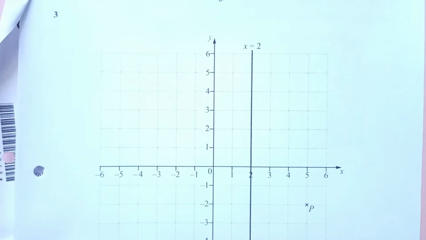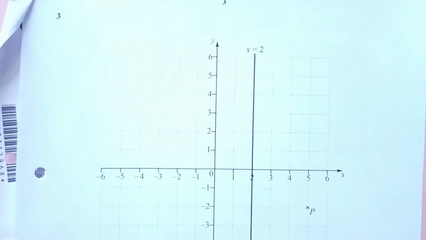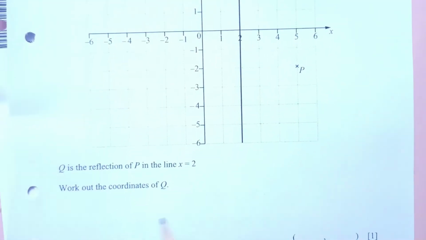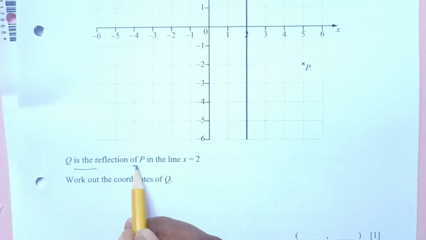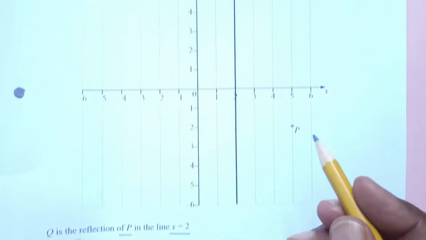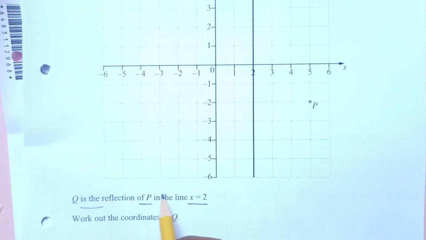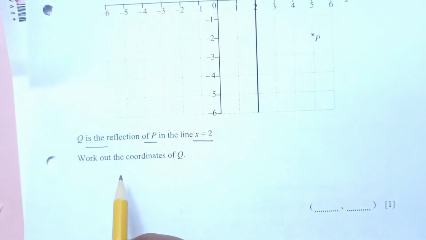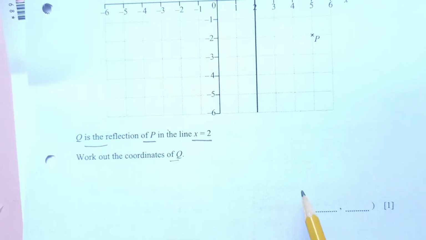Again we have a very simple question here. You can see this diagram here. Q is the reflection of P in the line x equals 2. So Q is a point which is the reflection of P. P is here, and this is the line x equals 2. Work out the coordinates of point Q.